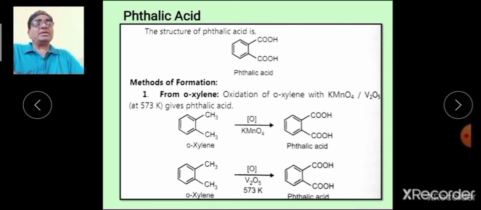Methods of formation: first method is from orthoxylene. Orthoxylene on oxidation with potassium permanganate or vanadium pentoxide gives phthalic acid. This is with potassium permanganate gives phthalic acid, or with V2O5 gives phthalic acid. Oxidation takes place.